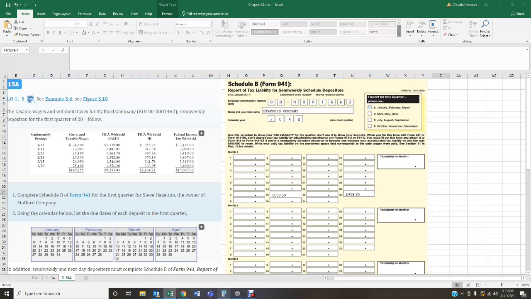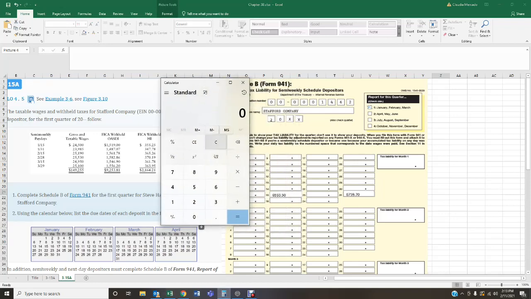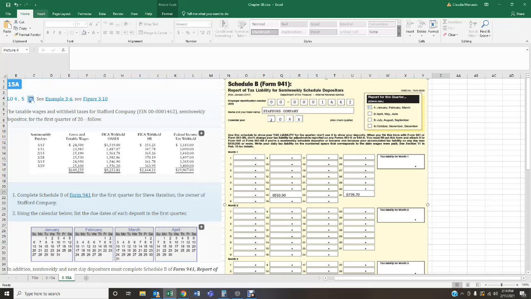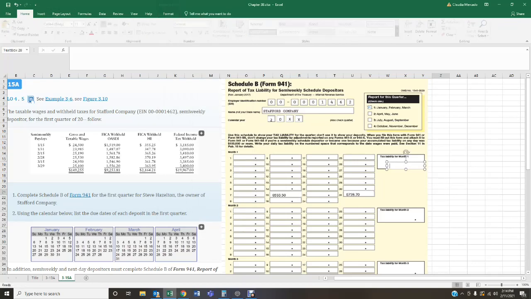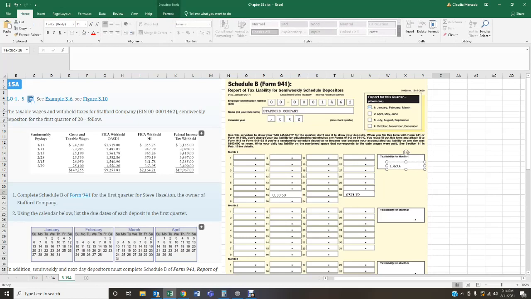Now we've got our tax liability for the 15th and our tax liability for the 31st. Now we add those two together: 6933.50 plus 6759.70 gives me 13,693.20, and that goes on my tax liability for month number 1. Let me insert a comma right there.